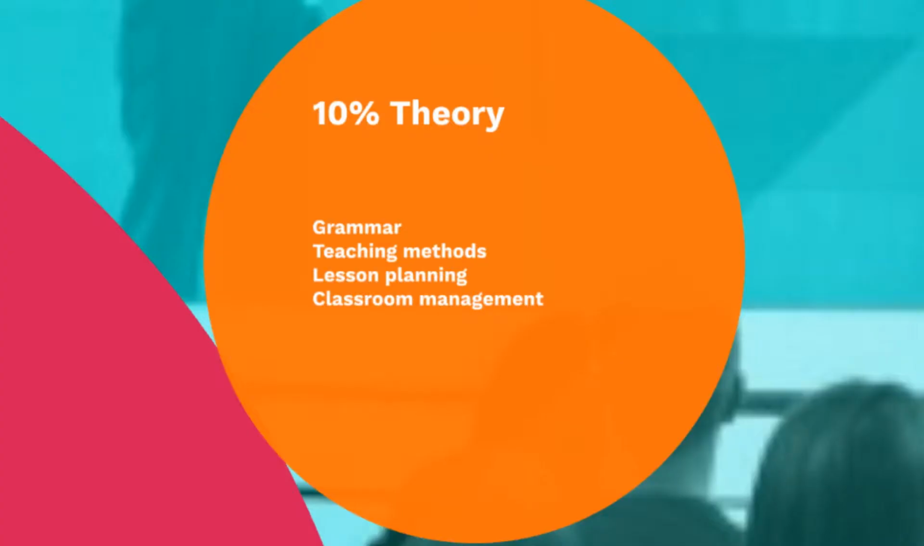Okay, so we're going to start with the 10%, which is the theory. So the first point is about grammar. So this is making sure that trainees are up to date with their grammar. They know what they're talking about, starting with very, very simple things like what a noun is or what an adjective is, and then working right through to some of the harder things. So active and passive voice, reported speech, phrasal verbs, these types of things.